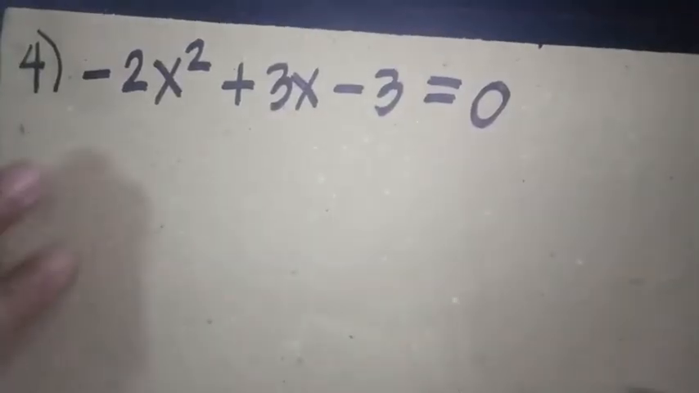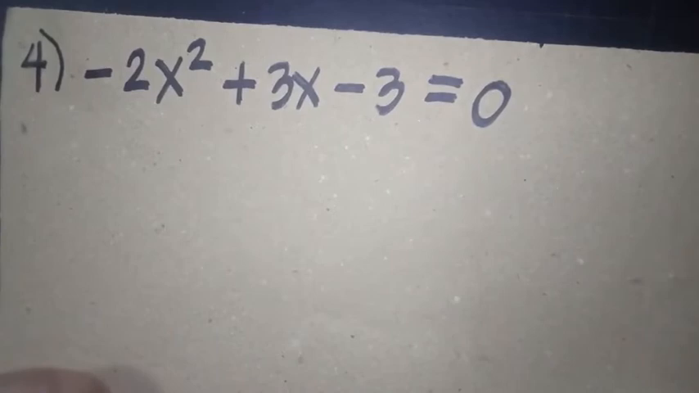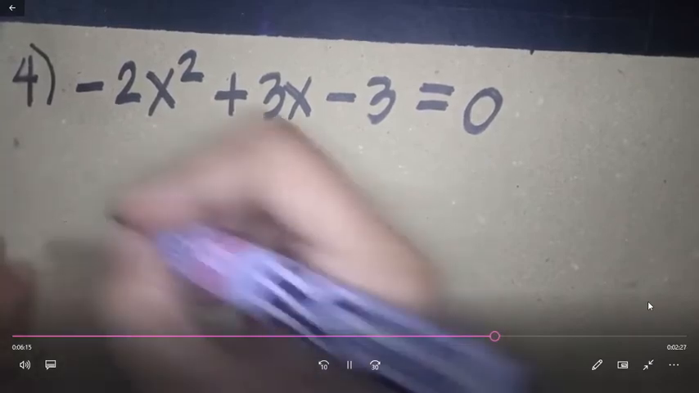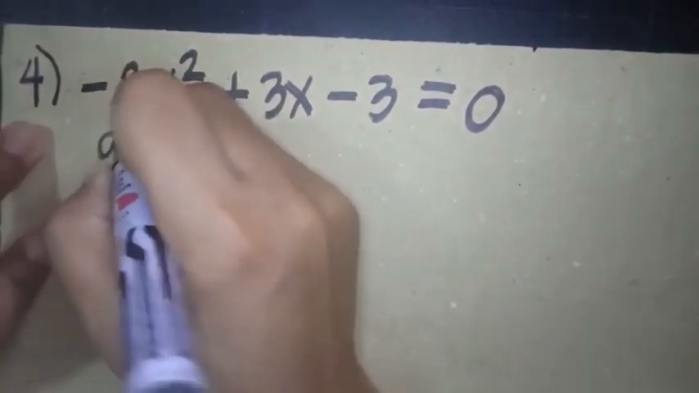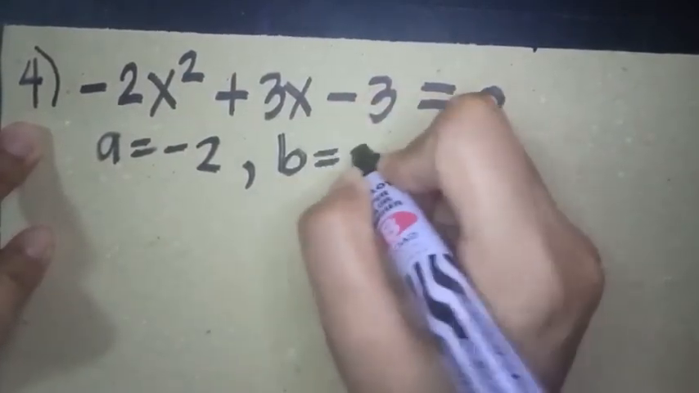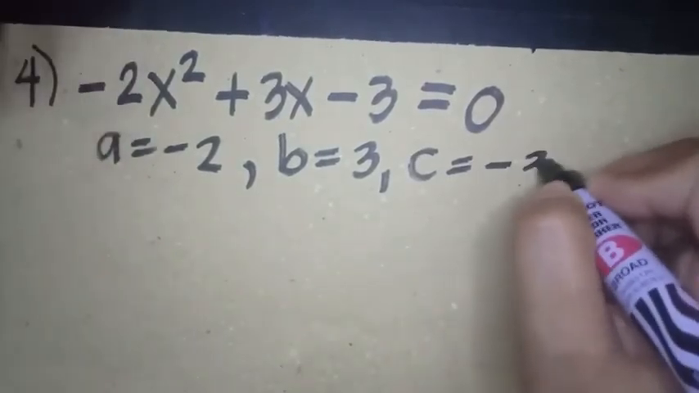Next, we have this fourth example natin. Negative 2x squared plus 3x minus 3 is equal to 0. Okay? So again, we are going to identify the values of our a, b, and c. So ang a natin is negative 2. Our b is positive 3. And our c is negative 3.